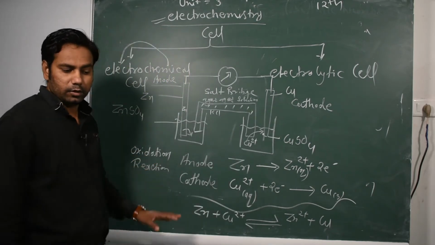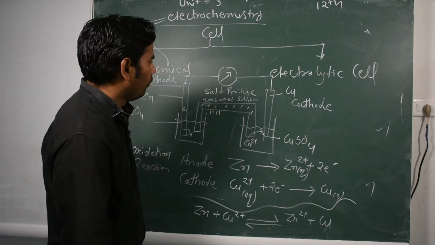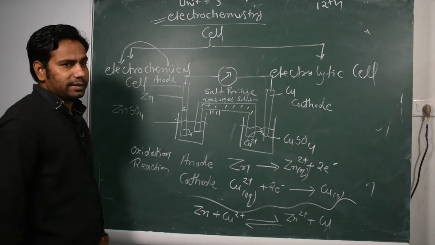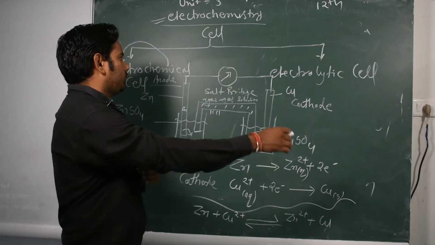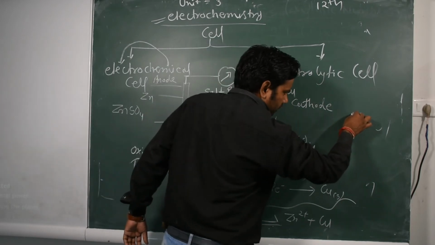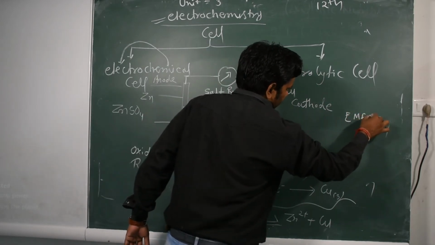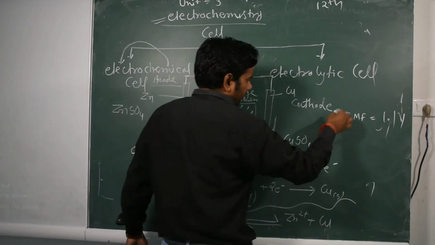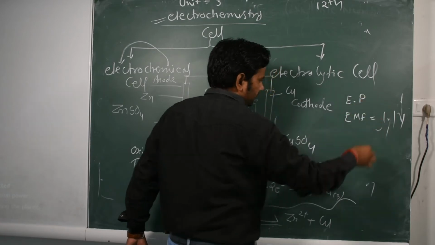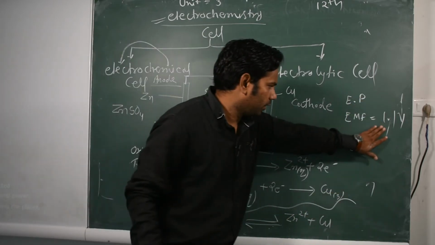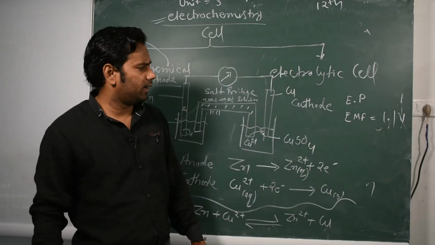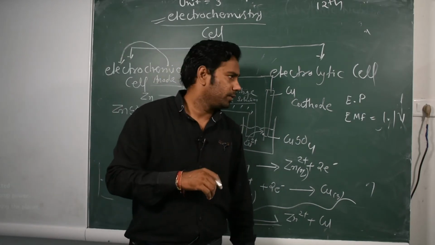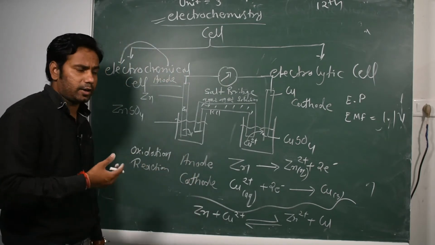Okay, I think you have no doubts. What is then the electrochemical cell's electrode potential? It is 1.1 volt. Electrode potential here means EMF is 1.1 volt, or electropotential, EP is 1.1 volt. We discussed what the difference is between EMF and electrode potential. You already discussed EMF and electropotentials in physics.